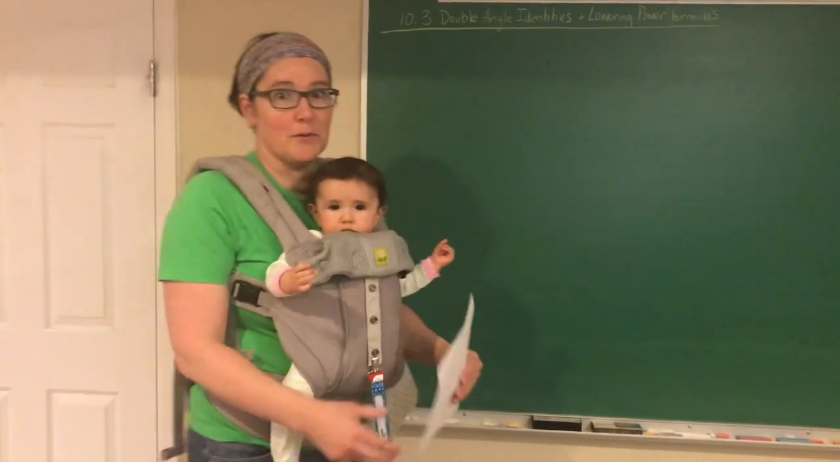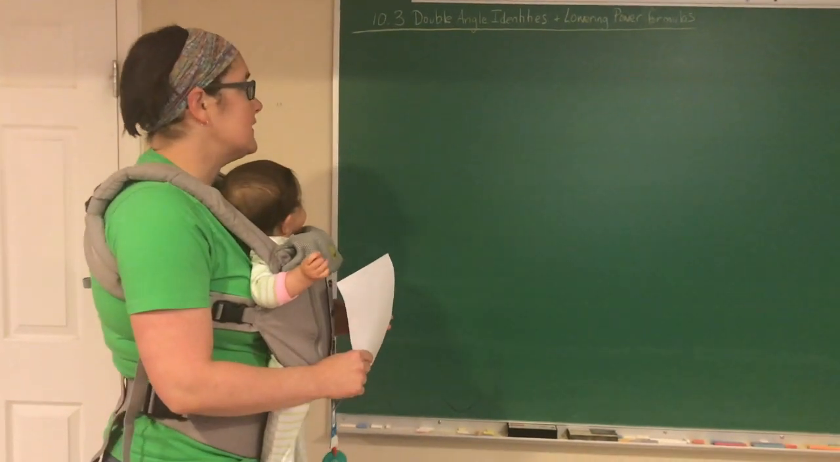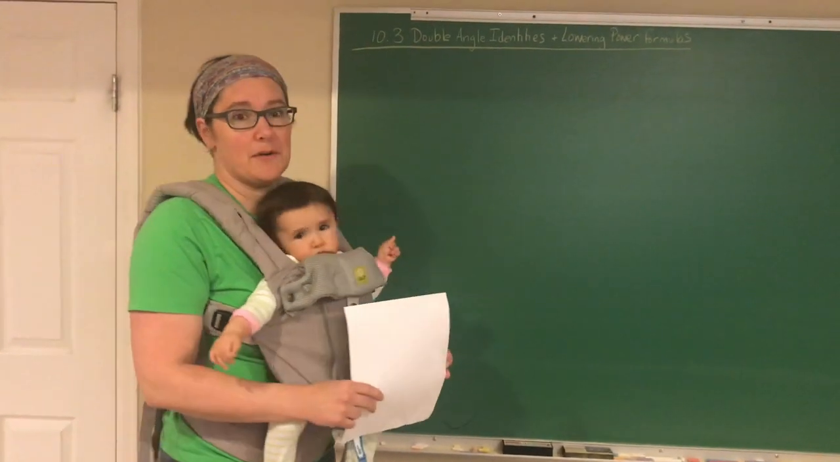Hi and welcome back. In this lesson we're going to talk about section 10.3, and the topics are double angle identities and lowering power formulas.